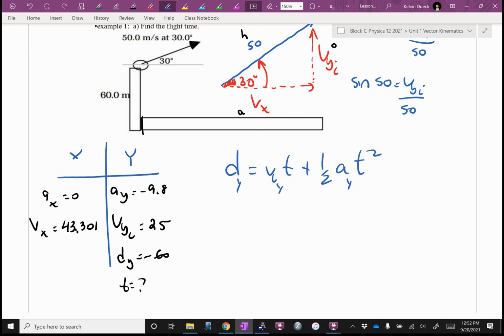First thing, I'm going to plug in my numbers. So I get negative 60 equals 25t minus 4.9 t squared. I did half of negative 9.8 in my head. Sorry.